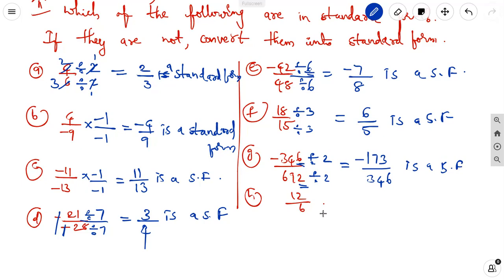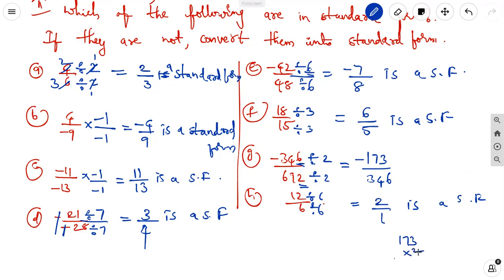The H, 6 is clearly a common factor. 6 ones are 6, 6 twos are 12. It's 2 by 1, which is a standard form. So like that, we can check in which table the two numbers come. If the two numbers come in the same table, that number is a common factor of the two. Okay. And here clearly you can see. What is this?